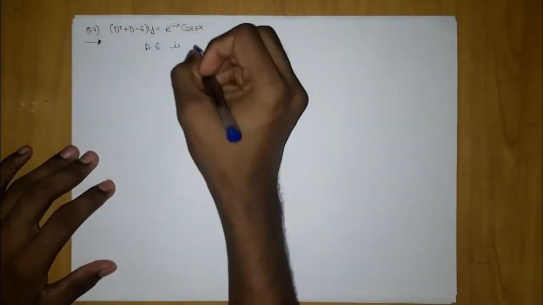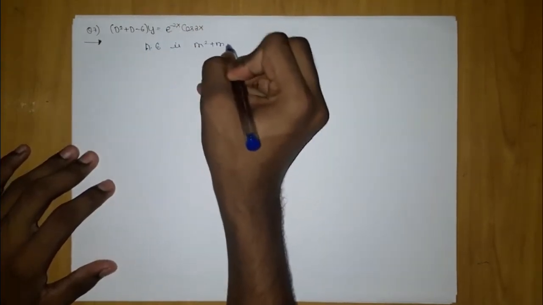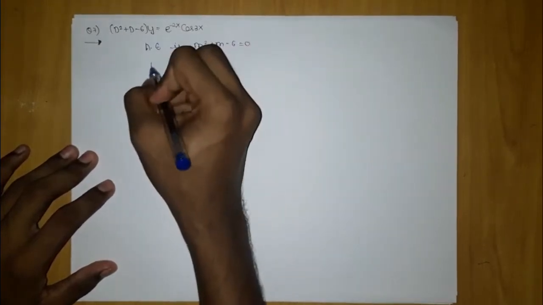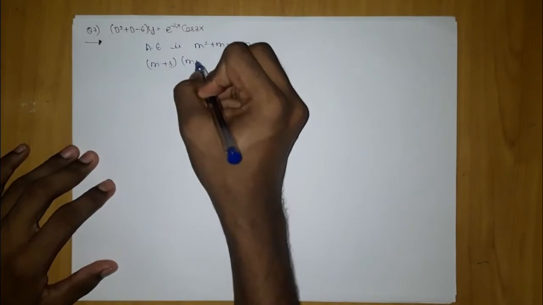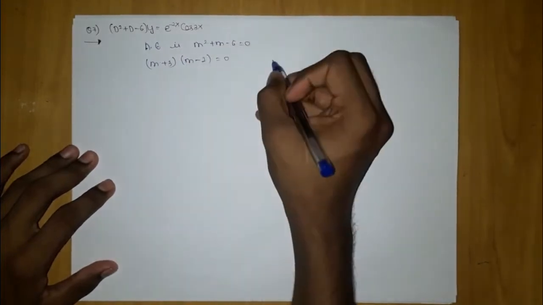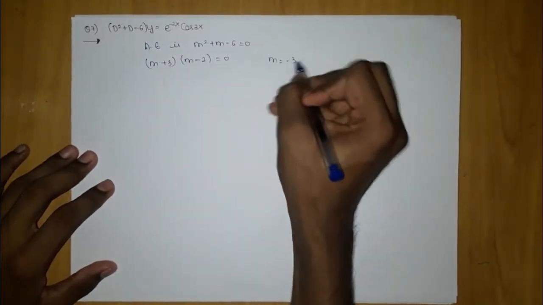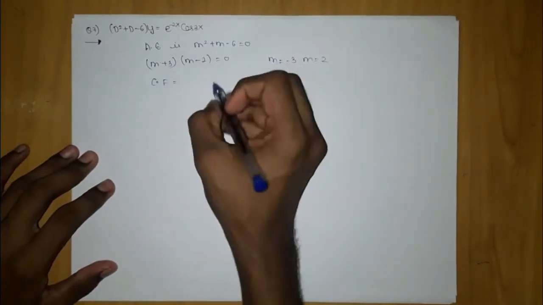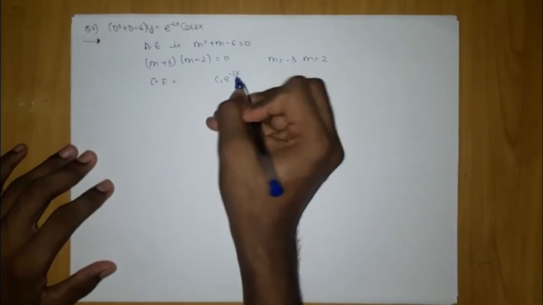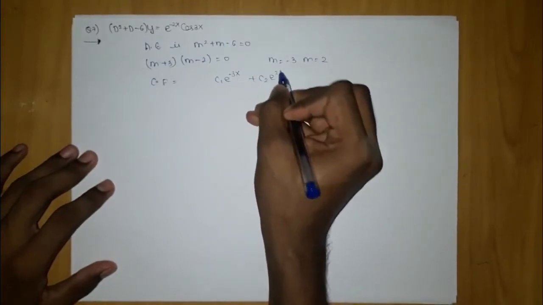The auxiliary equation is m square plus m minus 6 equals 0. So we can write (m plus 3)(m minus 2) equals 0, which gives us m equals minus 3 and m equals 2. So the complementary function is very easy: c1 e to the power minus 3x plus c2 e to the power 2x.